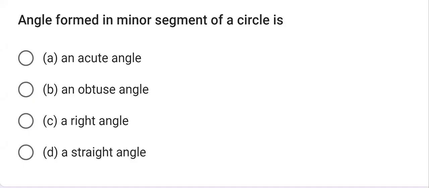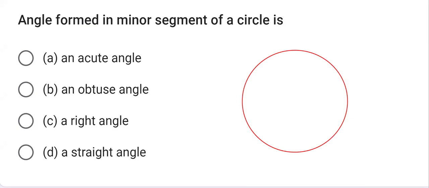In this video, I'm going to solve some MCQ questions based on circles, class 9. The first question says, the angle formed by a minor segment. So let's first make a circle. Let's say I have drawn one circle here, and they're talking about the minor segment.